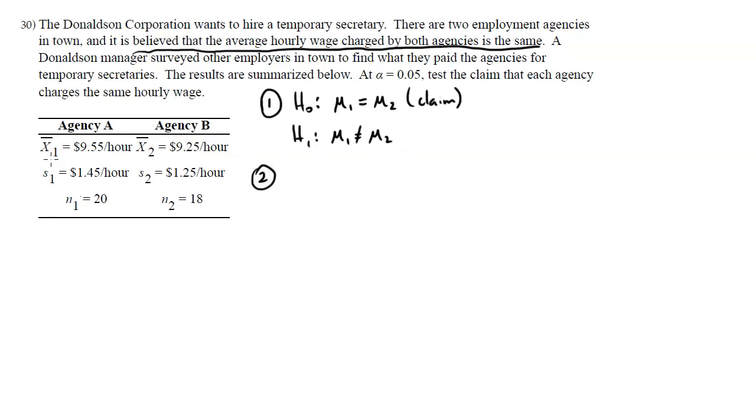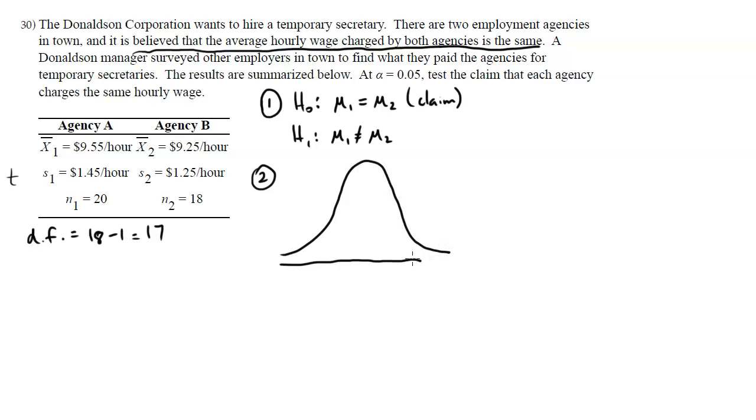Second step. Now this is a T distribution, right? So the degrees of freedom would be the smaller one, 18 minus 1, which is 17. So for the critical value, let me draw my little picture. It's going to be two-tailed, right? Because this is a difference, not equal to. It's not just greater than or less than. So we're two-tailed. Alpha's 0.05, 17 degrees of freedom.